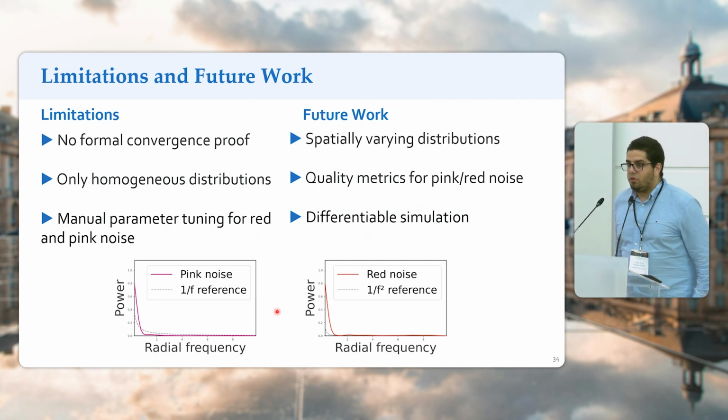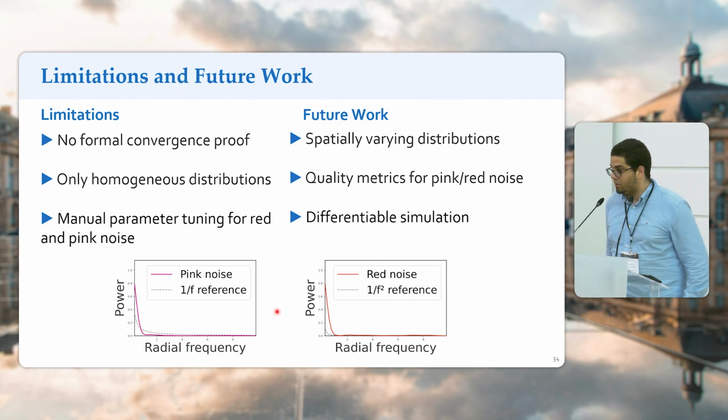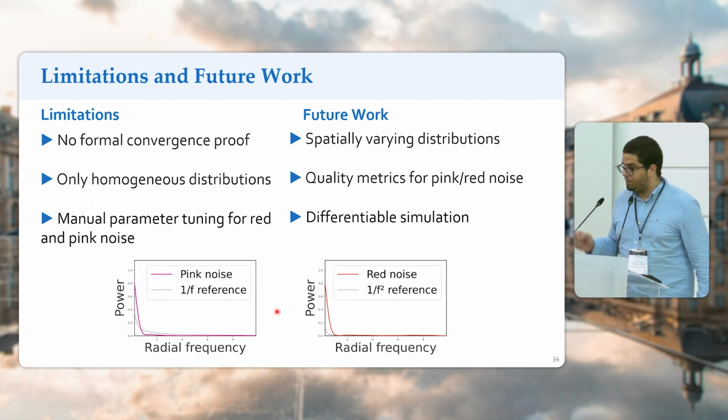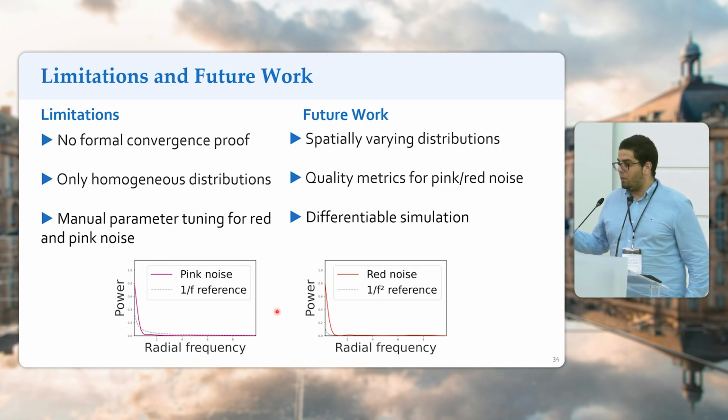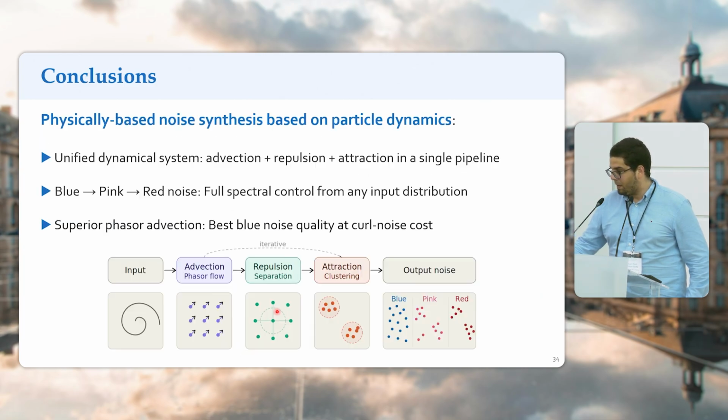Then we also show homogeneous distributions. It would be interesting to try spatially variant distributions. Here, for example, we can use a spatially variant repulsion radius. And finally, for the pink noise and red noise, we did manual parameter tuning, and there could be some improvement, because maybe we can get a better result, but we couldn't because we did manual fitting.